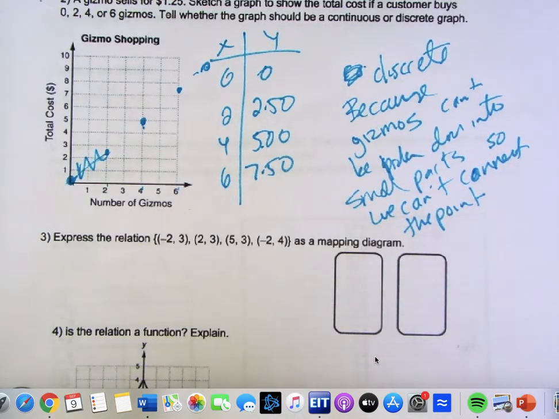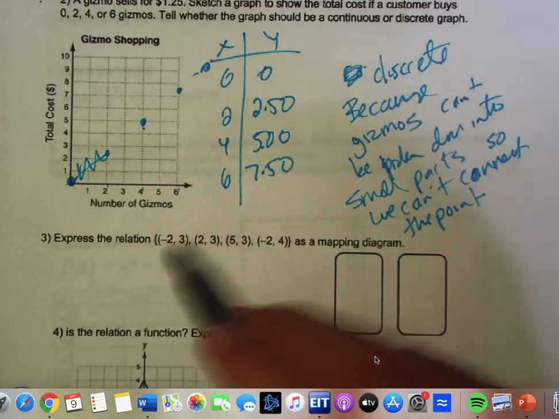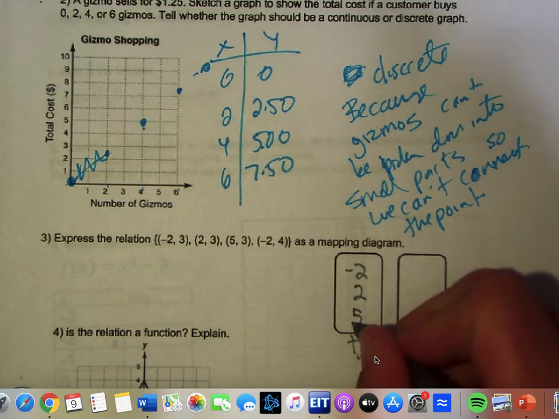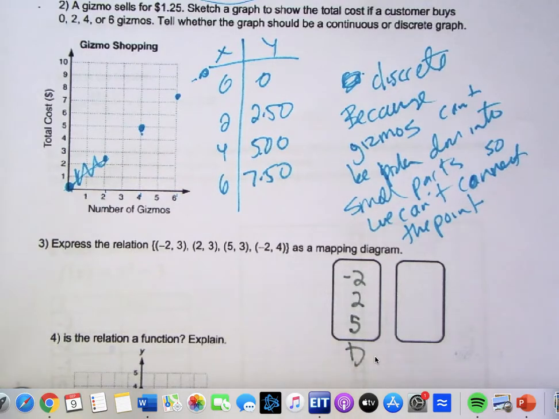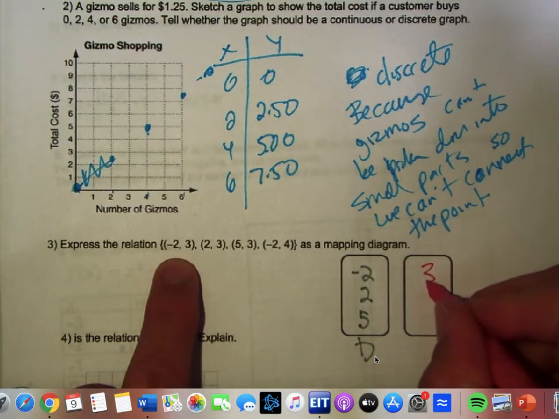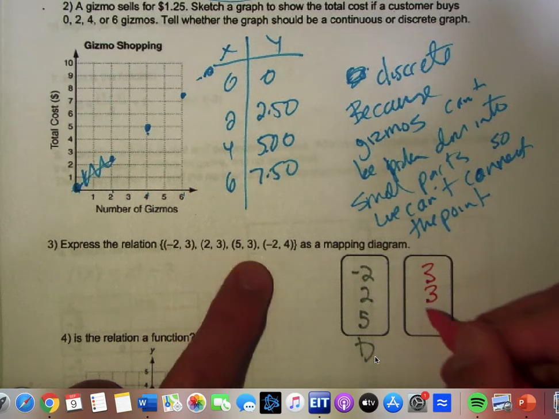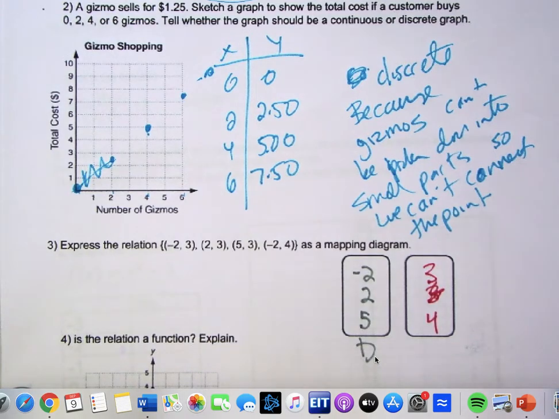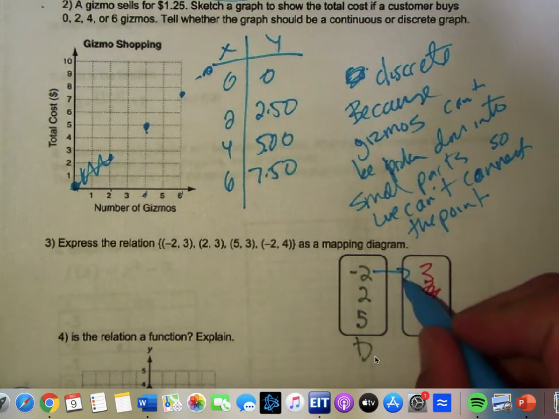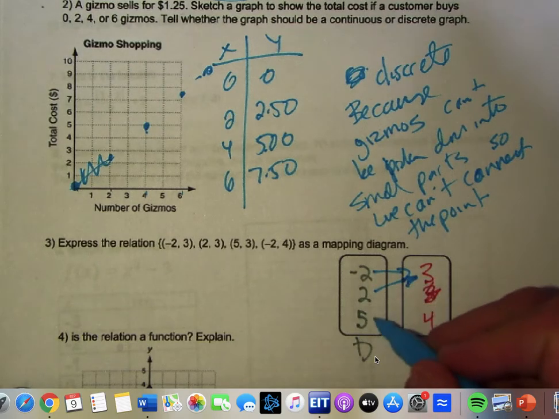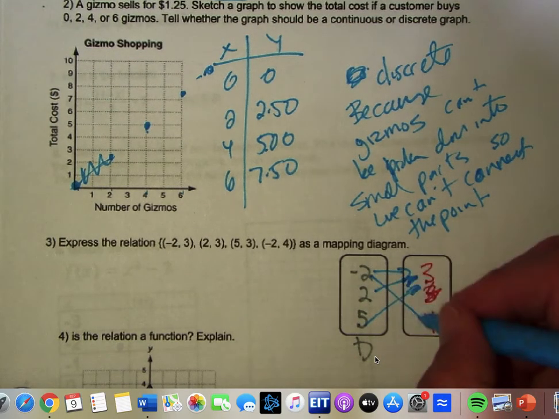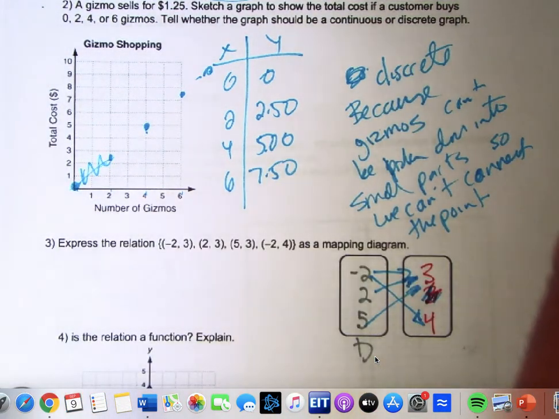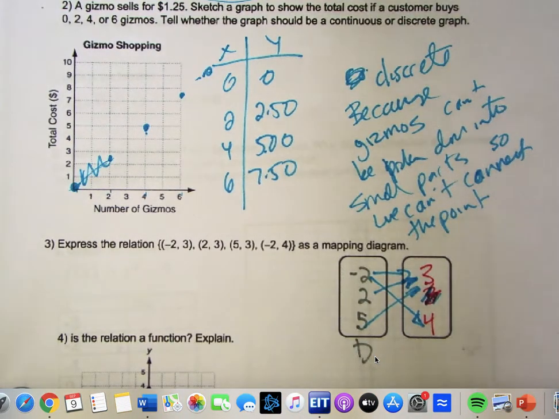All right. Express the relationship as a mapping. I know my domain are the x values, so I got a -2 for x, 2 for x, and a 5 for x, and a -2 for x. But we already have -2. I have a 3 for the range, and we have a 1, 3, and we have a 4. Okay. Now we just have to connect them. -2 goes to 3. 2 goes to 3. 5 goes to 3. And -2 goes to 4. Well, that's mapping.